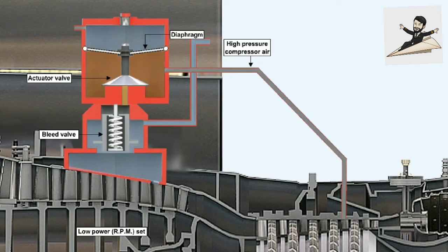Conversely, when engine RPM drops, the high-pressure compressor output pressure also drops. Eventually, the drop in pressure will allow the actuator valve diaphragm to fall, and its attached valve to close off the supply of HP air to the bleed valve. Consequently, with its supply of HP air cut off, the bleed valve opens, allowing a reduction in the volume of air through the compressor, which would otherwise tend to choke the flow of air through the engine.